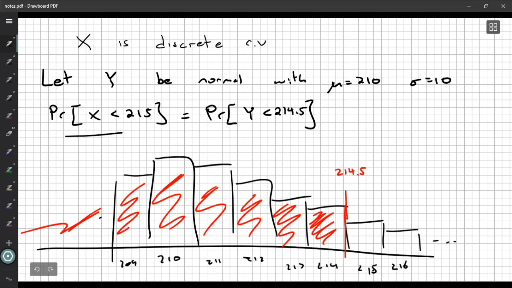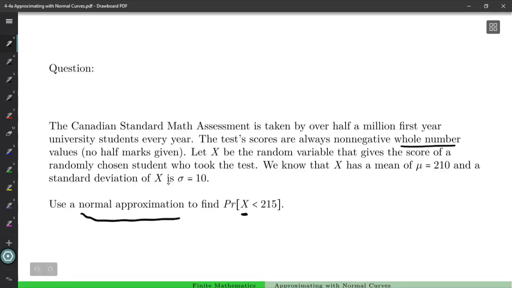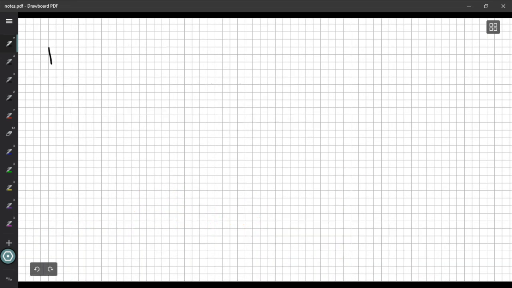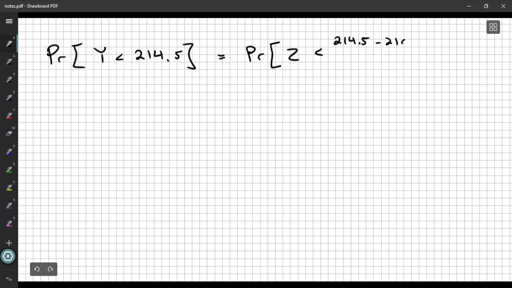So now we want this probability. We just calculate this probability here, and using the fact that y is normal, we can now switch this probability in terms of a normal random variable for one in terms of our standard normal random variable. How do we do that? Well, you take the value you're comparing to, you subtract off the mean, which we know is 210, and you divide by the standard deviation, which we know is 10.